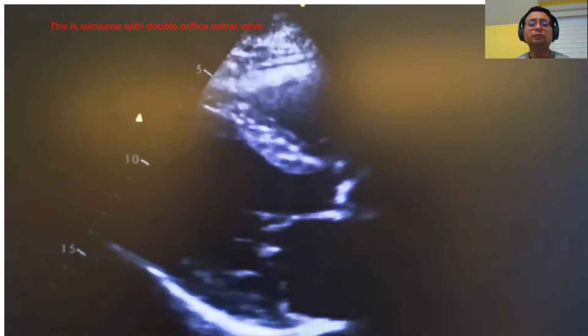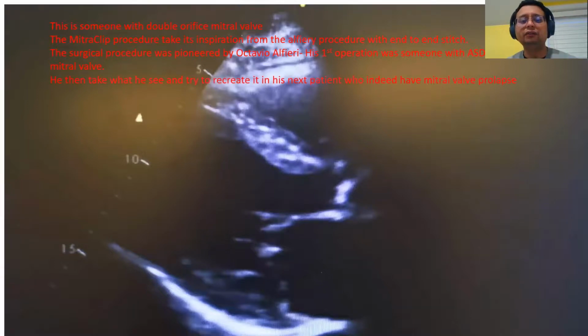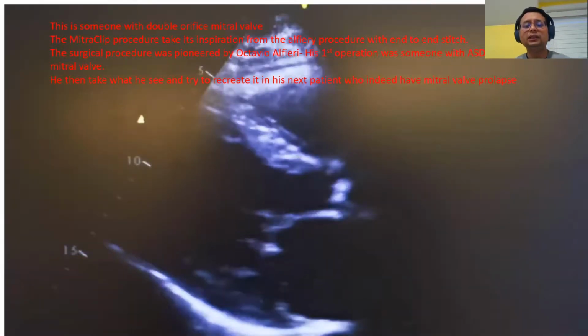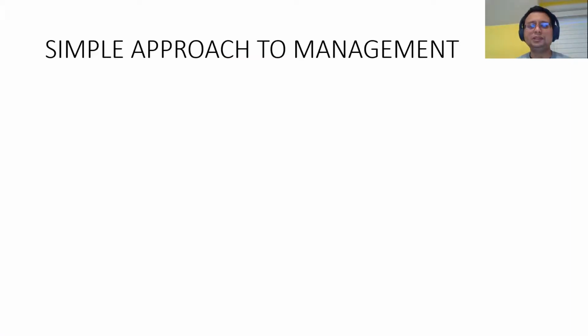So this is someone with double orifice mitral valve. The mitral clip procedure takes its inspiration from the Alfieri procedure with end-to-end stitch. The surgical procedure was pioneered by Ottavio Alfieri. His first operation was on someone with ASD and parachute mitral valve. He then took what he saw and tried to recreate it in his next patient, who indeed had mitral valve prolapse. I just wanted to remind you again of a simple management of mitral regurgitation.